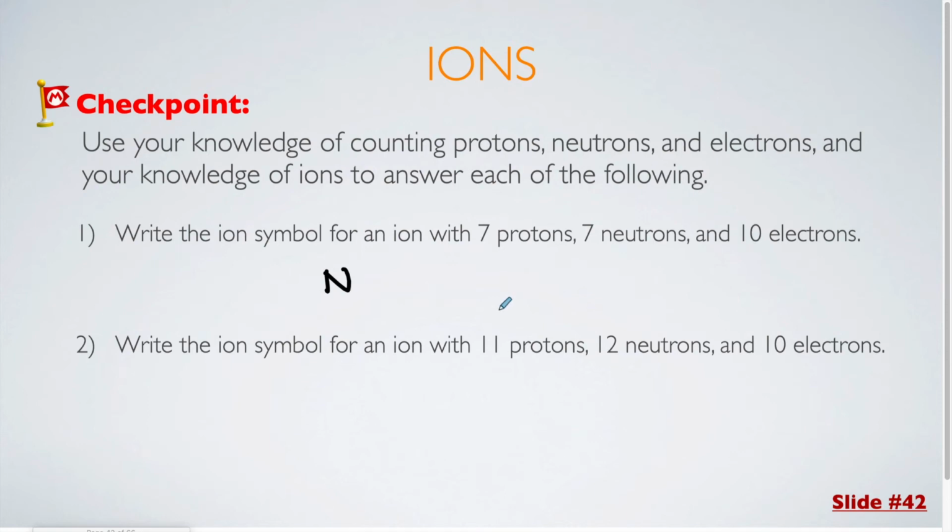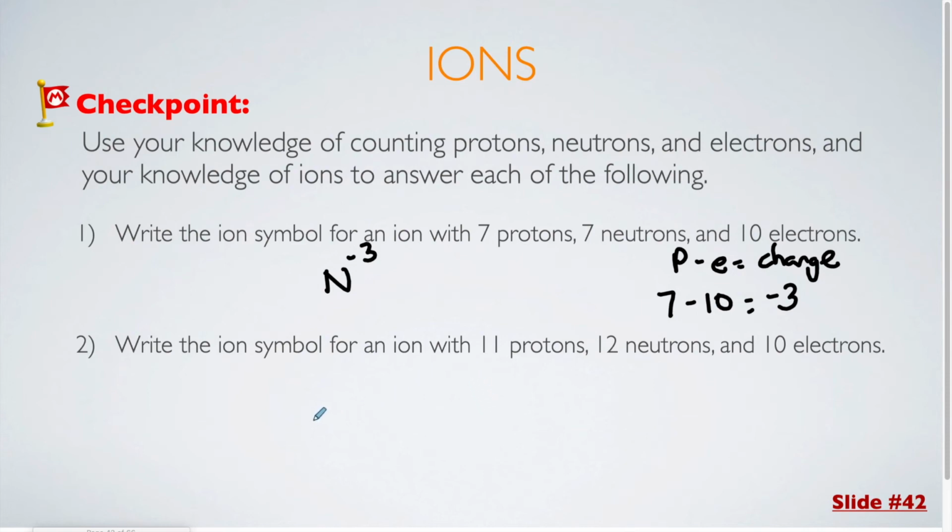Now for the ion symbol, we also have to know the charge. And we said before that protons minus electrons is equal to charge. So in this instance, we have 7 protons minus 10 electrons, that's going to be a -3 charge, or 3 minus. We're going to put that charge in the top right-hand corner. So N-3 would be the ion symbol for this particular ion.